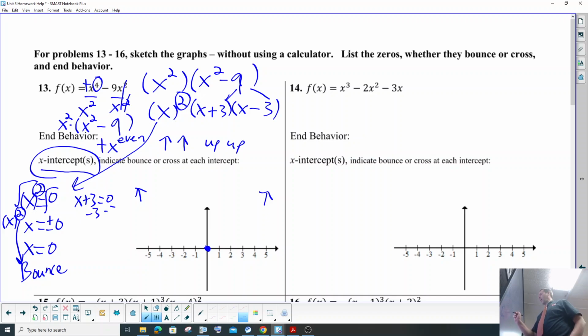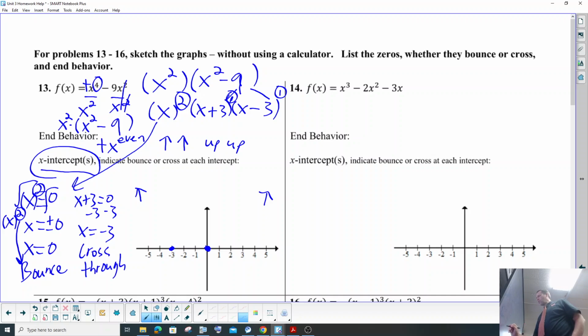Minus 3 to the other side. So we have an x-intercept at negative 3. Negative 3, way-o. And it came from an invisible 1. And that invisible 1, as well as this one, means to cross through. So we are going to cross through.